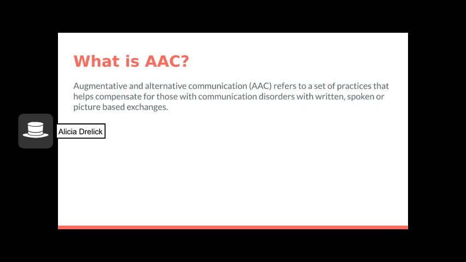First, let's review what AAC is. Augmentative and alternative communication systems refer to a set of practices that can help support an individual who has communication disorders. This help can be provided through written, spoken, or picture exchange supports.